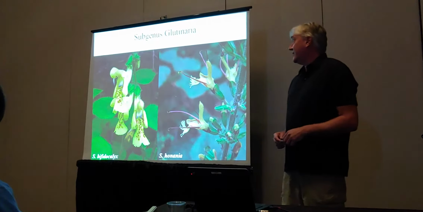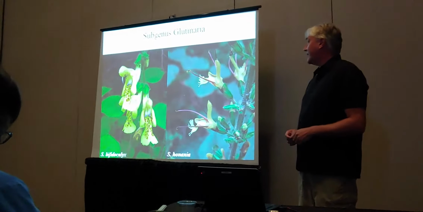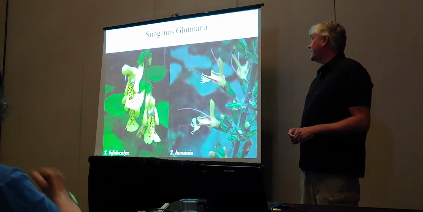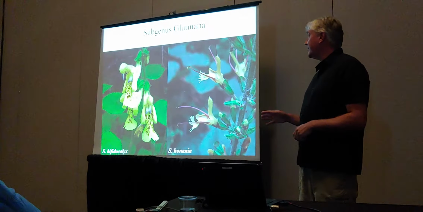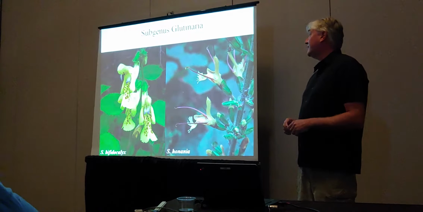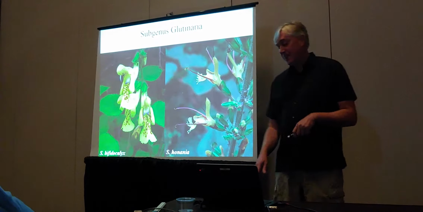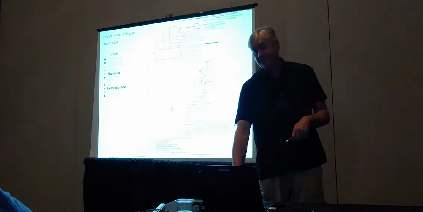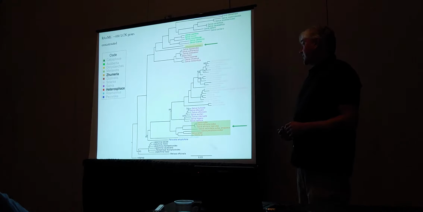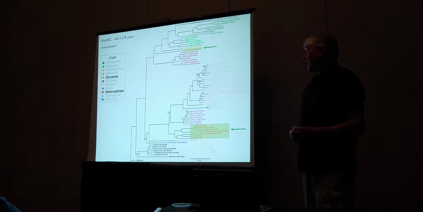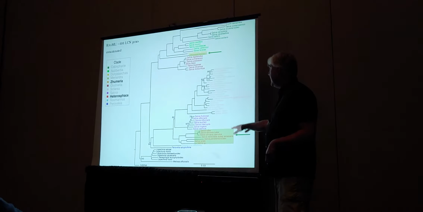And then subgenus Glutinaria was formalized in a paper last year focusing on East Asian Salvia, and this has about 100 species, and other than 2 species occurs in China, Japan, and Korea. There are 2 other groups though that we're still trying to work out. This group down here and this group up here.